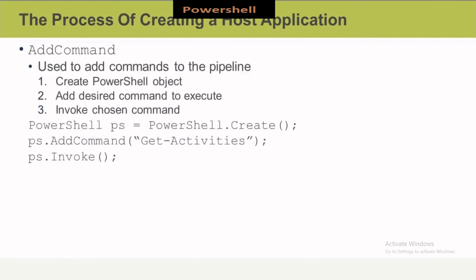To create a host application, the add command is used to add commands to the pipeline in three main steps: creating a PowerShell object, adding desired commands to execute, and invoking chosen commands, like the example here. The first line uses the create command to create the object. The second line uses the add command to add the get activities command, and the third line invokes the command.